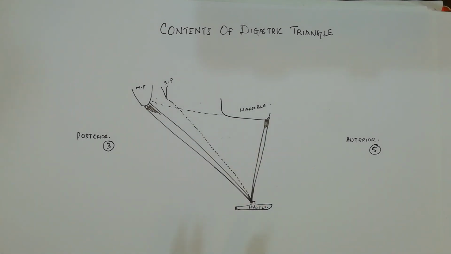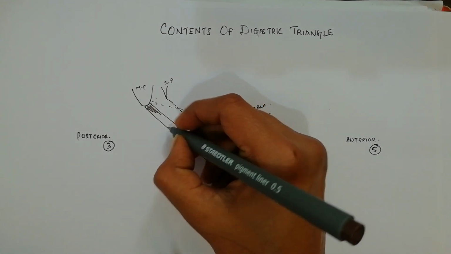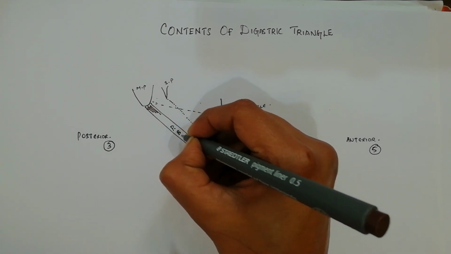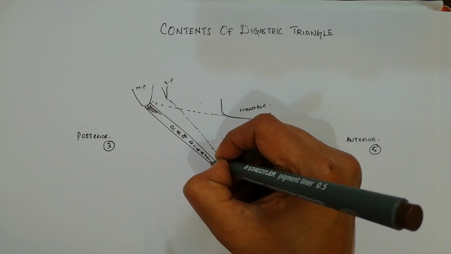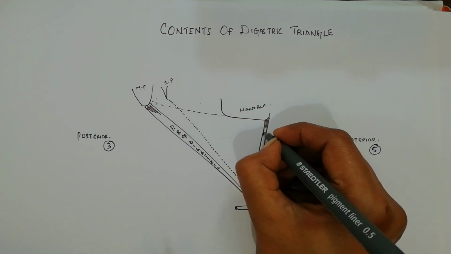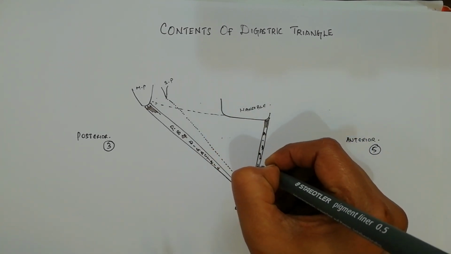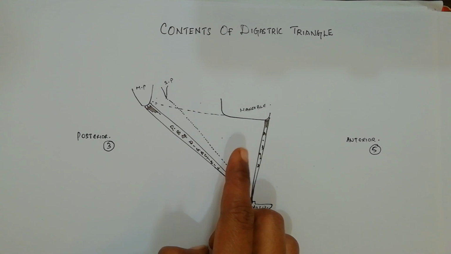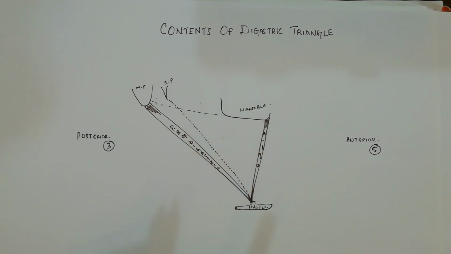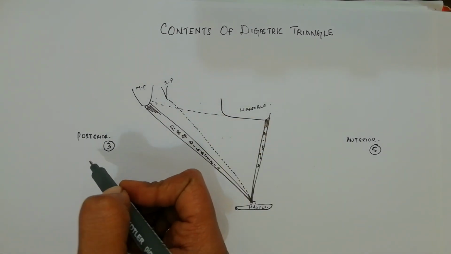Before that, this is the muscle, the posterior belly of digastric muscle. This is the anterior belly of digastric muscle. Between them we have the stylohyoid muscle, which is dividing the triangle into anterior and posterior aspect. You can make out here the posterior aspect is much smaller, and in this posterior aspect we have got 3 contents.